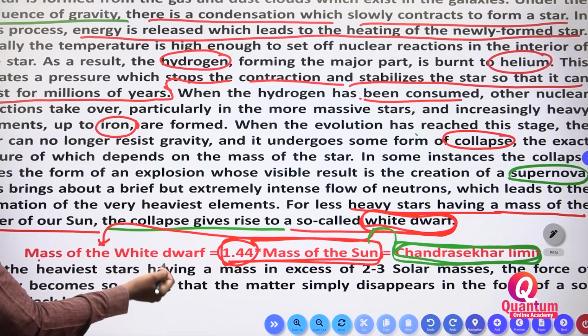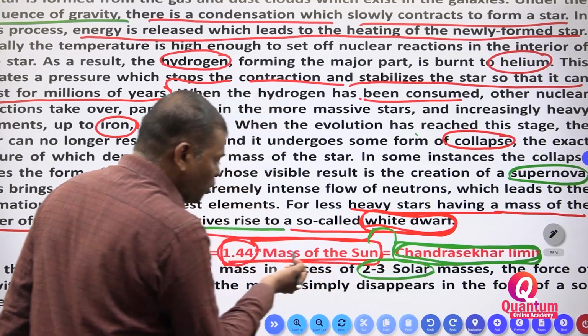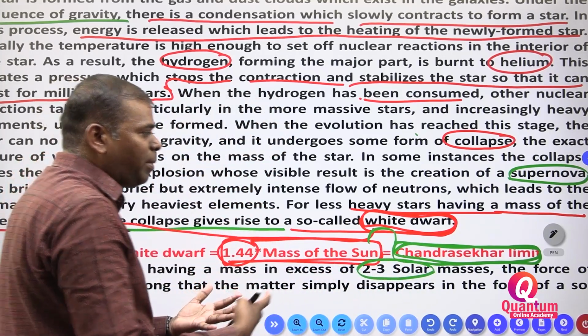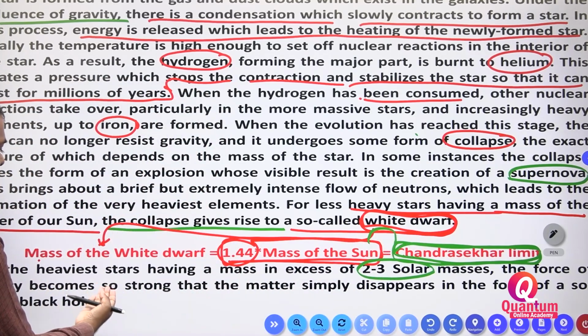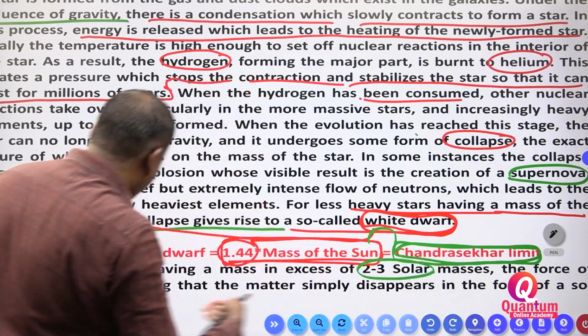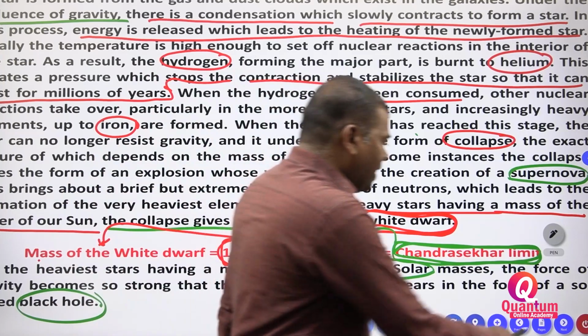For the heaviest stars, having a mass in excess of 2-3 solar masses, not only 1.44, so 2 times or 3 times the solar mass, the forces of gravity become so strong that the matter simply disappears in the form of what we call a black hole. So what is the black hole?